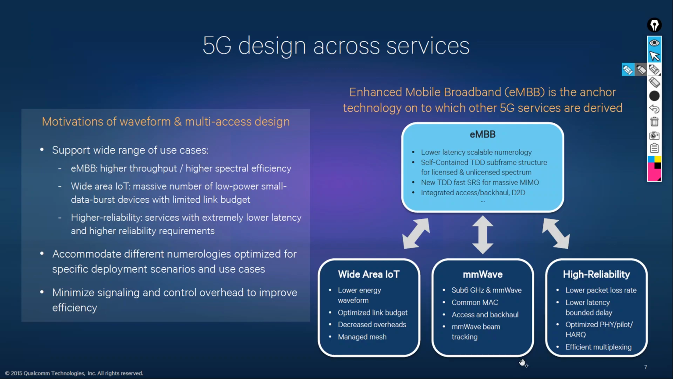So if you want to summarize the requirements of each use case, in enhanced mobile broadband, we need lower latency, scalable numerology, self-contained TDD subframe structure, new TDD for massive MIMO, integrated access backhaul and device to device. For wide area Internet of Things, you need lower energy waveform, optimized link budget, decreased overheads, and managed mesh. Who puts these requirements? ITU, the International Telecommunication Union organization. They say after 10 years, the 6G will require these requirements.